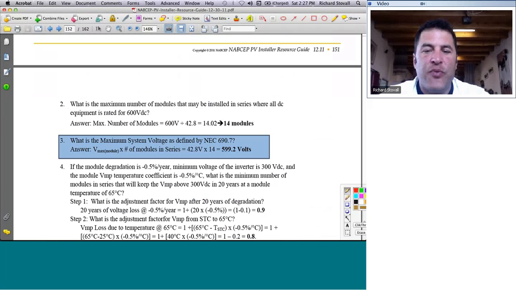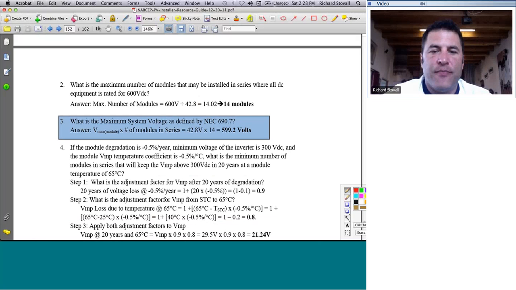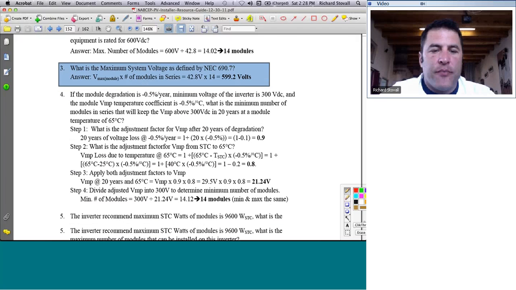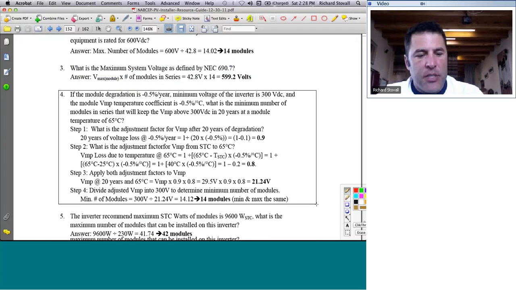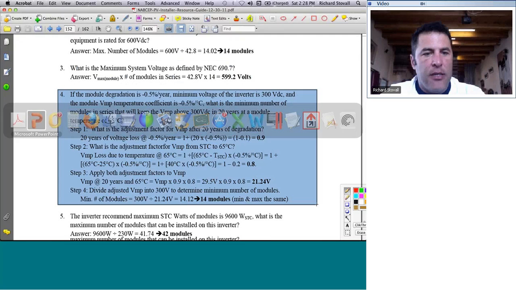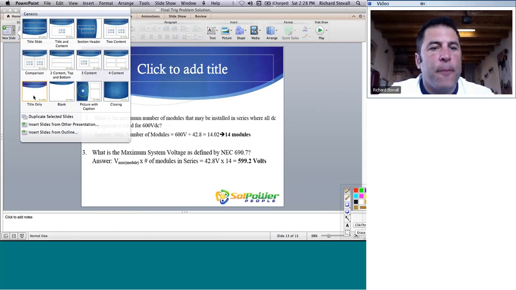So the number of modules in series, we've got 14 of them. 14 times 42.8 is 599.2 volts, which is right on the edge of maximum. Okay. All right. Let's take a look at the next part of this.